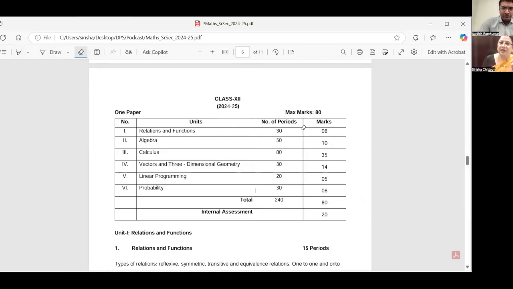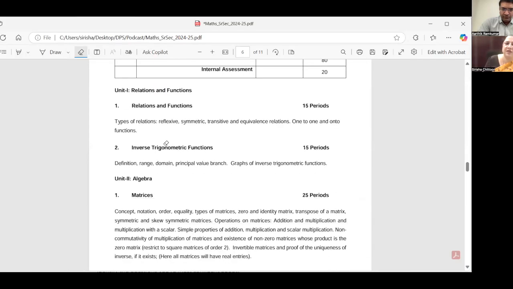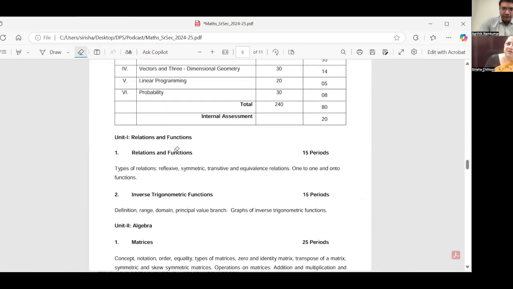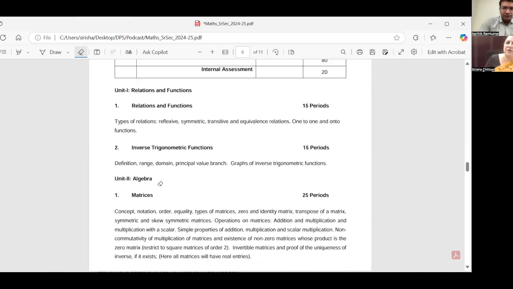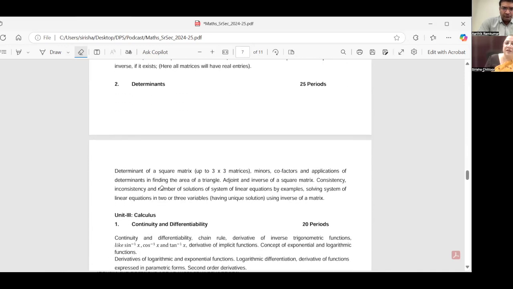Each unit has a few chapters. Algebra, for example, if you take relations and functions, inverse, and both. Algebra means matrices and determinants, two chapters together. So we have to prepare them. From algebra it comes. Either you get 5 marks from determinants or matrices, it should not matter.